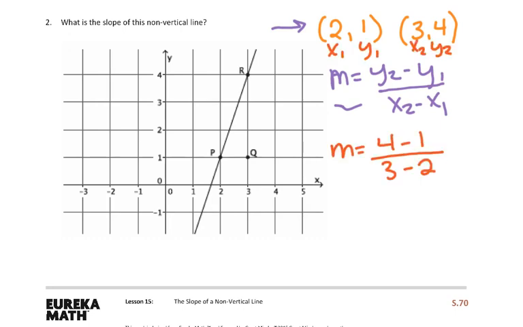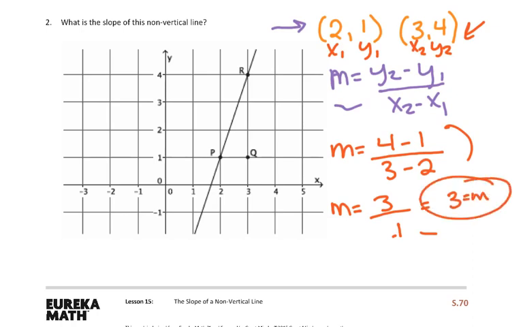So if we look at this, I have labeled all points up here, and I've plugged them into the equation. And now I just need to simplify. 4 minus 1 is 3, and 3 minus 2 is 1. Divide that out. m is equal to 3. So we start at P, 1, 2, 3, and then over 1. We do end up at our point R.